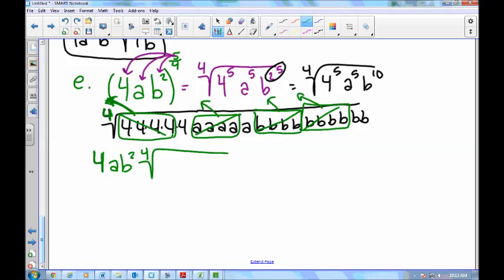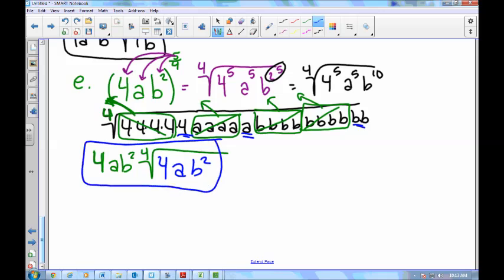There is a 4 remaining. There is 1 A remaining. And how many B's? 2. B squared. That is the answer, which I saw a handful of you getting either close or were getting it. Any questions before we do the opposite way? Sweet.